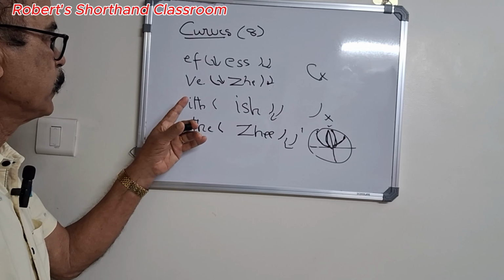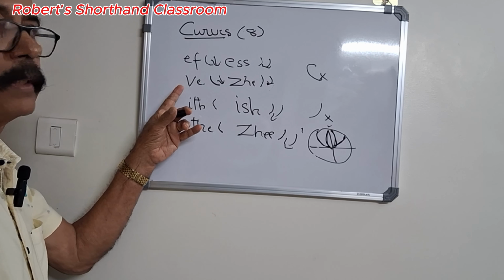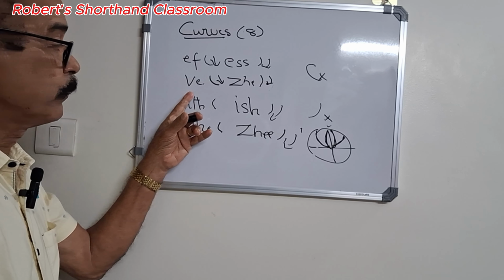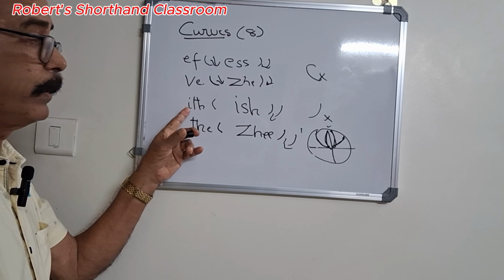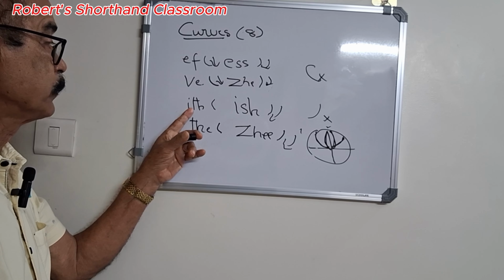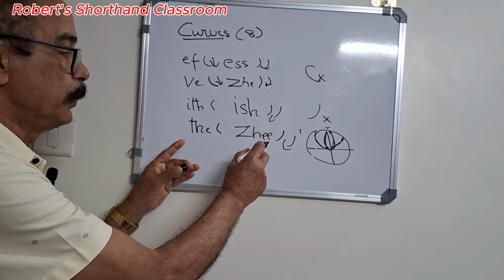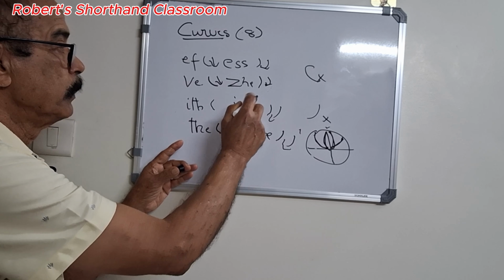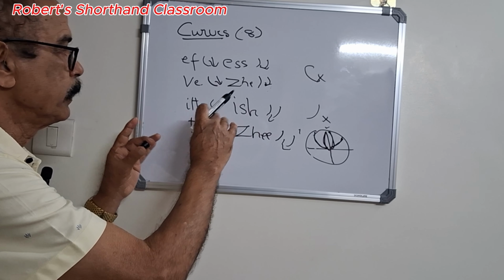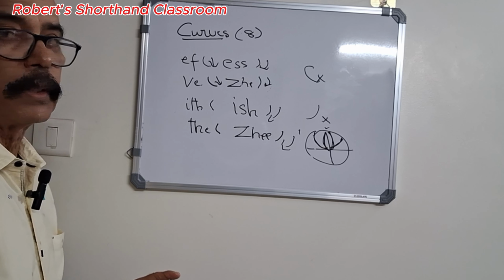So I will give an example. For example, wheel. So there is V. Then faith, the last sound is TH. So like that, zero, zebra. So like that these are the 8 curved consonants.